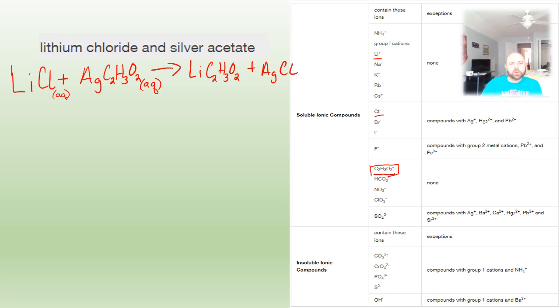And so again, we check our ionic compound solubility. We see that all compounds with the acetate ion are soluble with no exception. So we can feel pretty confident in saying that lithium acetate would be soluble. And furthermore, let's check our silver chloride. We see chlorides in general are part of the soluble ionic compound group.